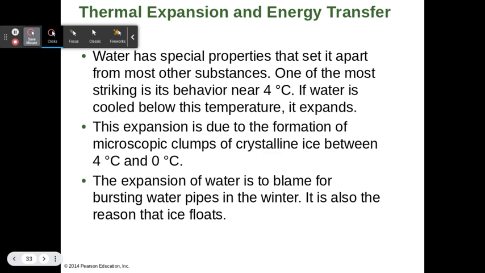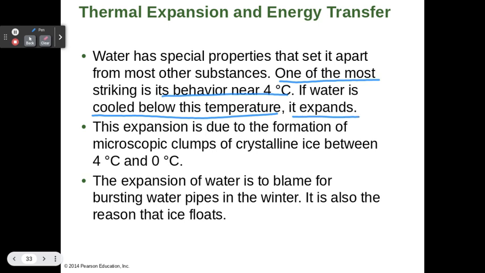Water has very special properties that set it apart from all other substances. And we've talked about these in chemistry, and we talked about them in biology. So this should be review, but we need to make sure we're aware of it. One of the big properties is its behavior at 4 degrees Celsius. If water is cooled below this temperature, it actually expands instead of contracts. And water is the only substance that does that, expands when it cools instead of contracting. The expansion is due to, it says, microscopic clumps of crystalline ice between 4 and 0 degrees Celsius, which actually is caused by hydrogen bonding, if we remember our chemistry.